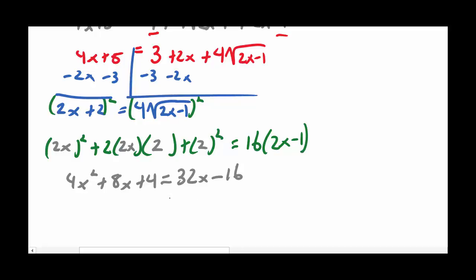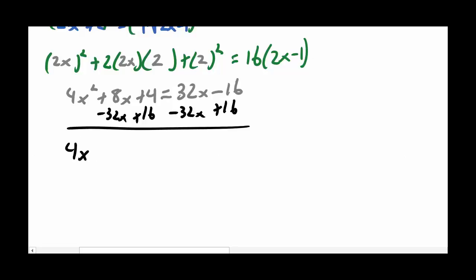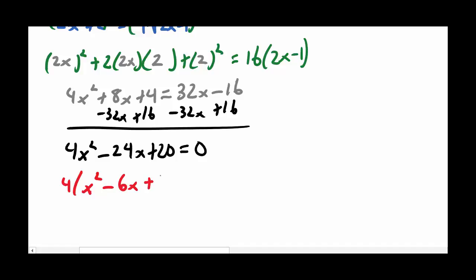And let's bring all these things together. So we'll subtract 32x and add 16. All right, so that's 4x squared minus 24x plus 20 equals 0. Now I'm looking at each of these terms and I can see very quickly that I can take a 4 out. So I'm going to do that. Take a GCF of 4. So x squared minus 6x plus 5.